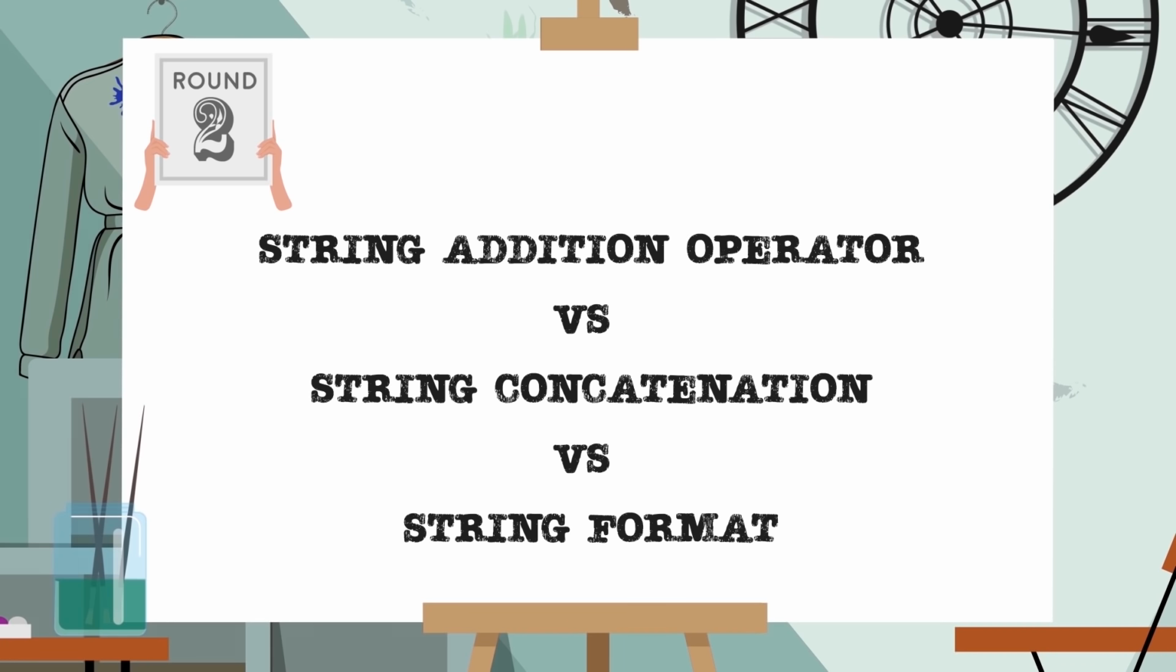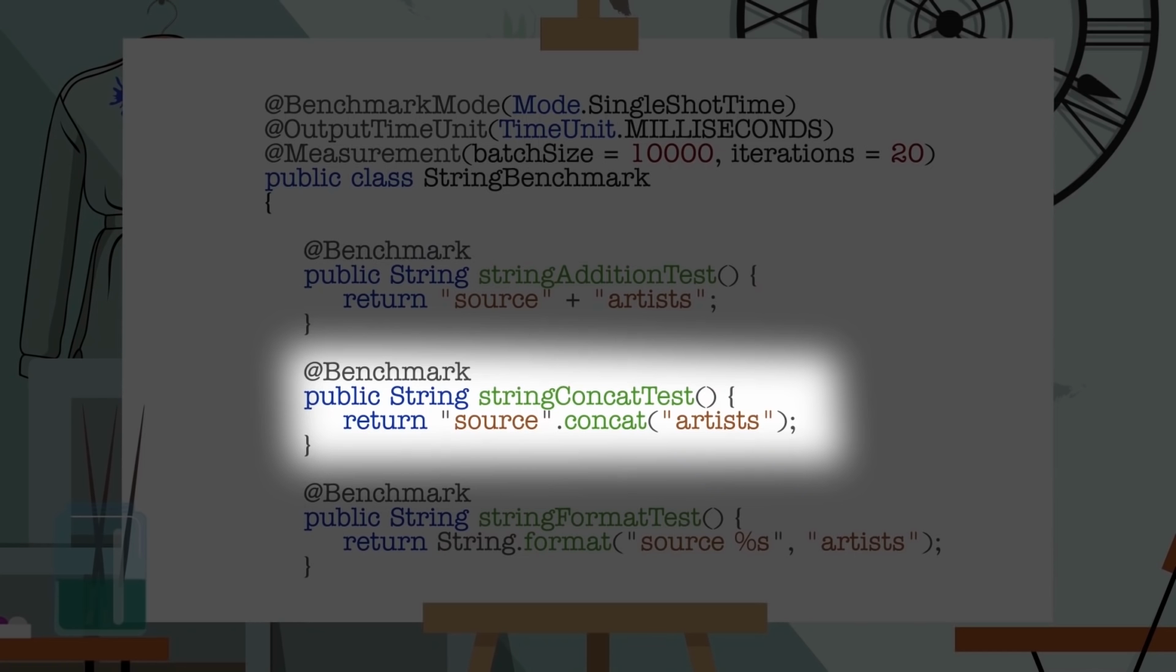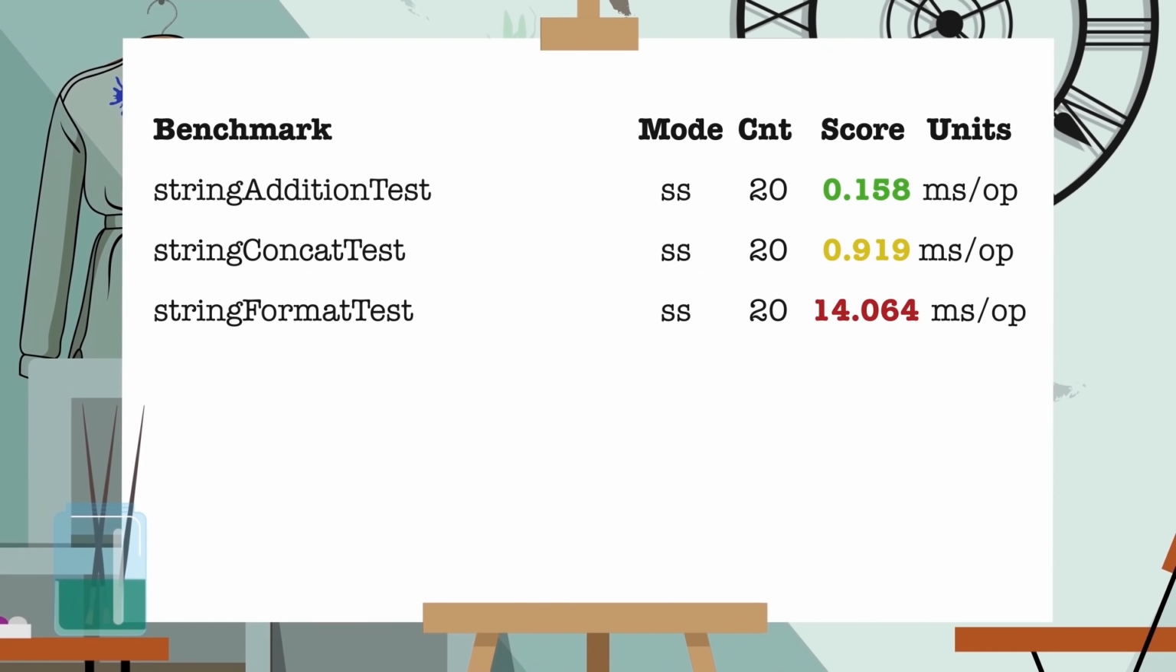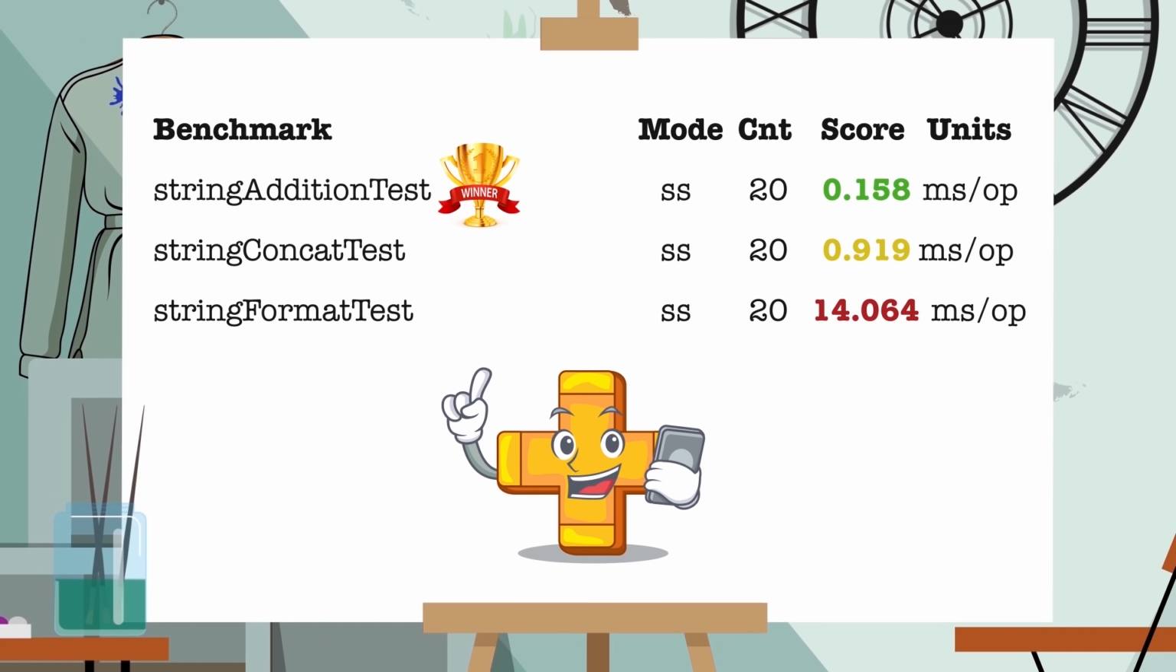In the second round, we will have a clash of various concatenation strategies available to us. We will have the plus operator, concat method, and finally the good old format method. The results are all over the place, with the format method being an absolute loser and the addition operator being the absolute winner. Most likely because most compilers change the addition concatenation into the string builder implementation. Let's keep in mind these numbers next time we need to concatenate simple strings.